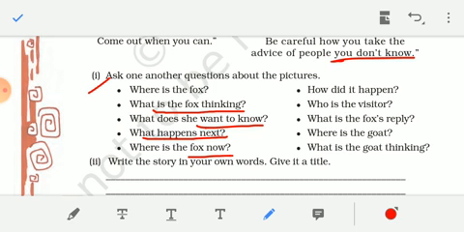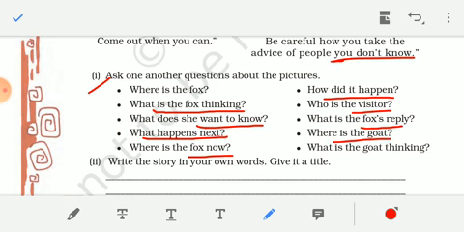How did it happen? They told you to explain. Who is the visitor? The visitor is the goat. What does the fox reply? He tells him, now you drink the water, I am on my way. Then where is the goat? The goat is inside the well.